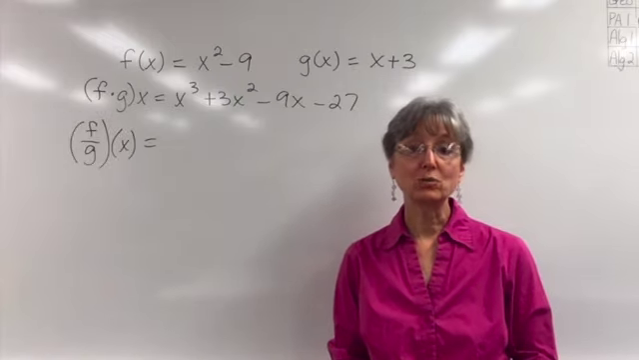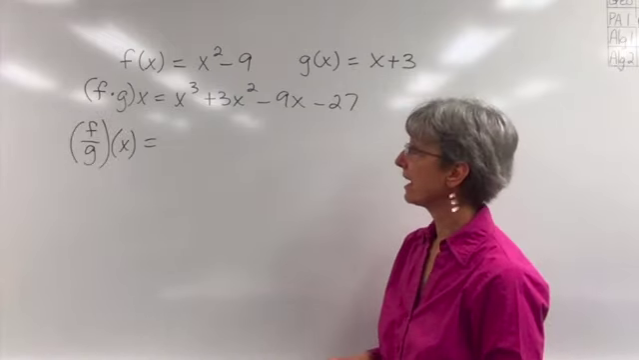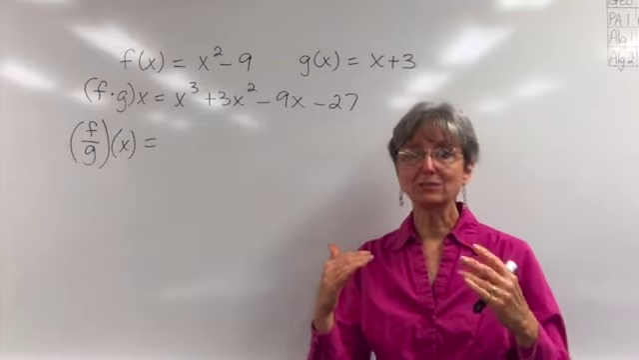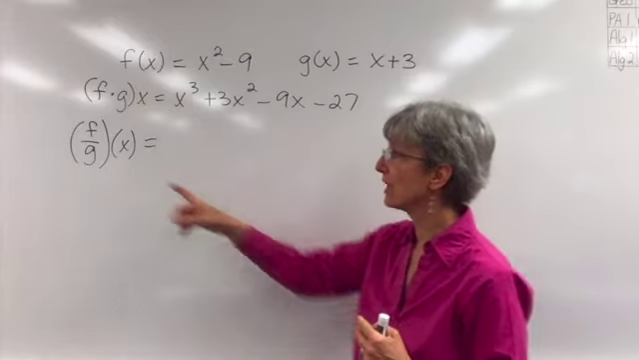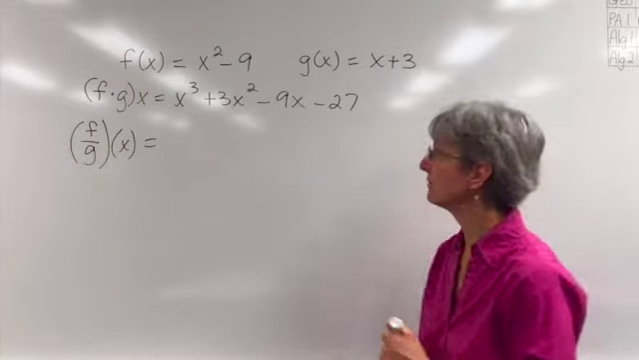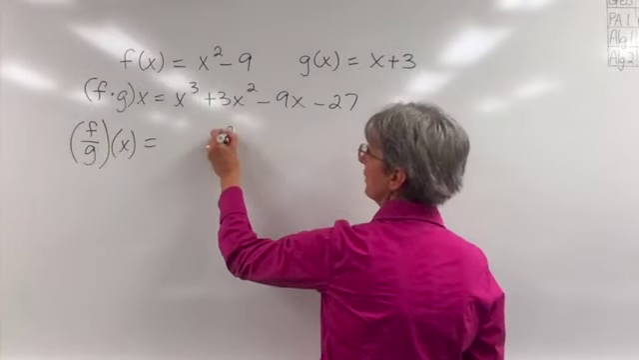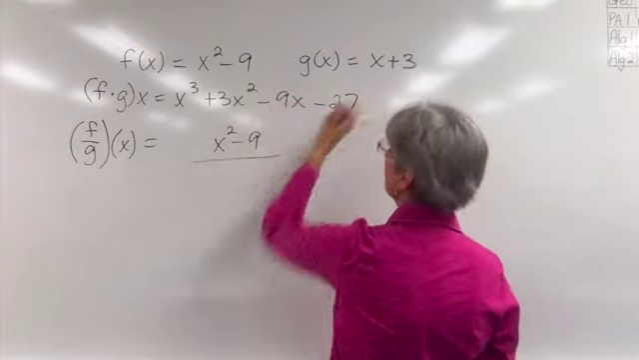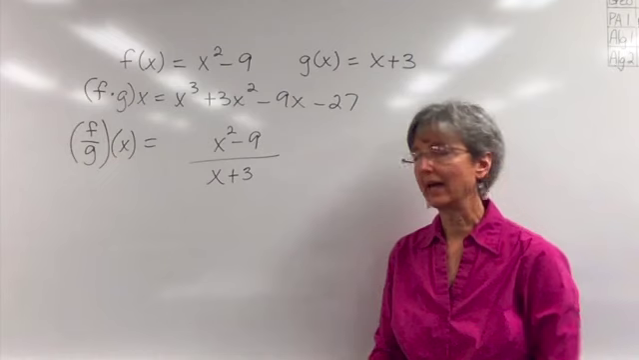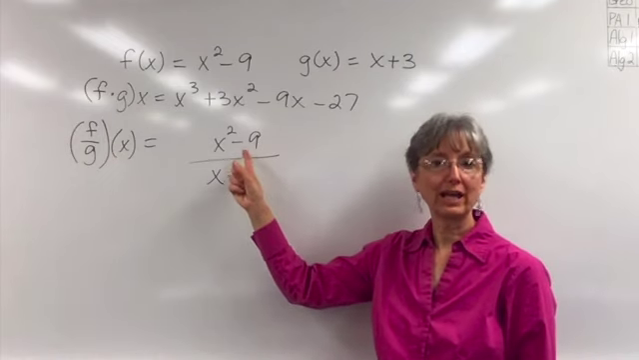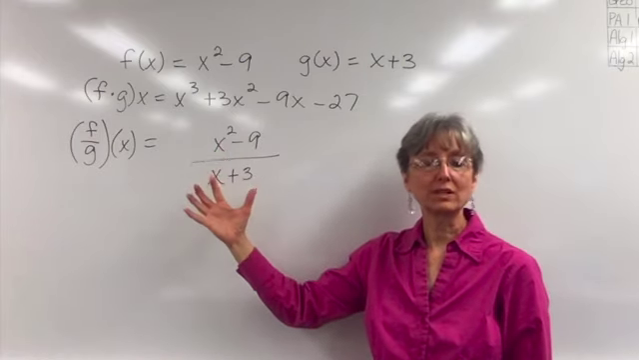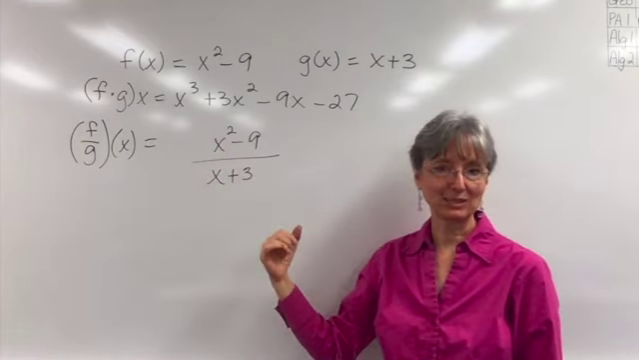Okay, let's look at what division would look like. This is f over g of x, which basically means f of x divided by g of x. And the way to do that is to actually just put f of x over g of x, just like this, and then simplify. So f of x is x squared minus 9, and g of x is x plus 3. So in order to simplify that, I am going to factor x squared minus 9. That's a difference of two squares, so this is going to factor to be x plus 3, x minus 3.